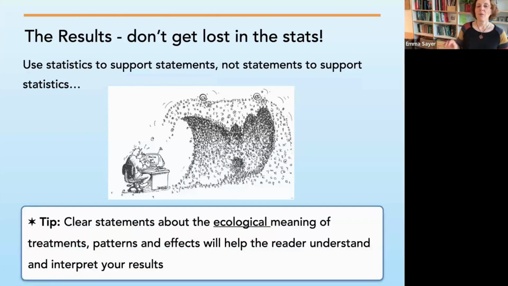And what is really important here is thinking about what your results mean ecologically, right? So what is the ecological meaning of these treatments and patterns and effects? And that will help the reader follow your results and interpret them and understand them. So instead of giving lots of numbers and saying, oh yeah, this is significantly different and this is significantly different, I'm really thinking back to my hypotheses, I'm thinking back to my aims, and I'm providing evidence in ecological language, not statistical language.